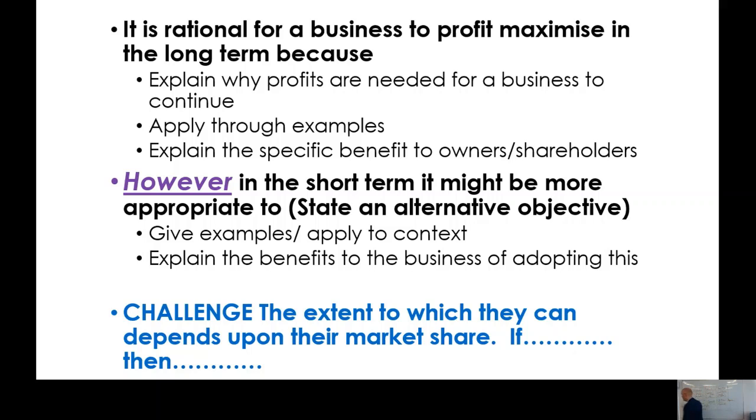And the last part there is a challenge if you're a fast writer. If you're going to write fast and get through this quite quickly, you could write up a conclusion. The extent to which they can depends upon, and I'm suggesting, their market share. So see if you could have a conclusion, something around market share, that would tell you that the business is more or less able to profit maximise.